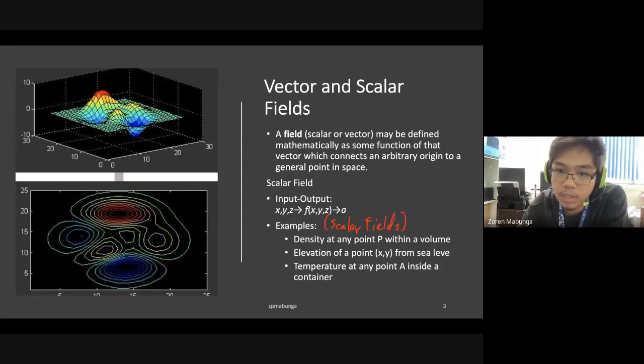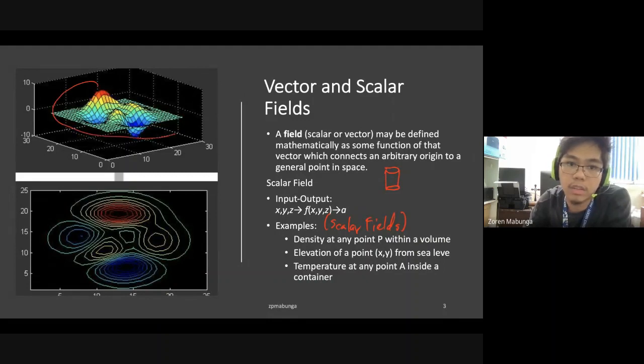So example is density at any point P within a volume. Okay, so halimbawa meron kang cylinder, no? And then pinalat mo yung density at any point dun sa cylinder. And then ito yung nakuha mong plot. Okay? So that is a plot of a scalar field of density at any point dun sa volume ng cylinder.